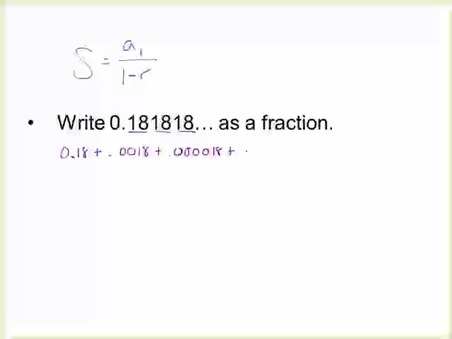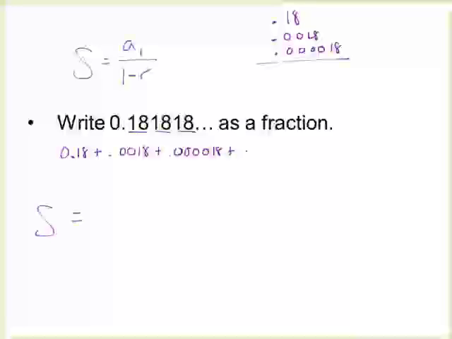If we think about stacking those up on top of each other, I'd have 0.18, 0.0018, 0.000018, and those 18s would all line up to recreate this repeating decimal. Okay, so what we're doing is breaking up and giving each repeat its own term of a series. And now it's an infinite geometric series, so we can use our sum formula on it.